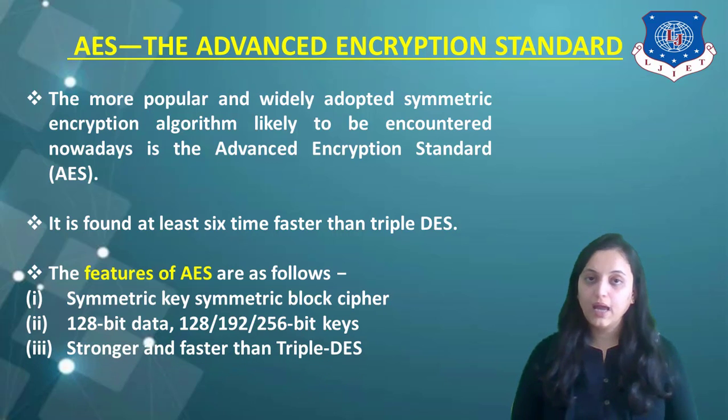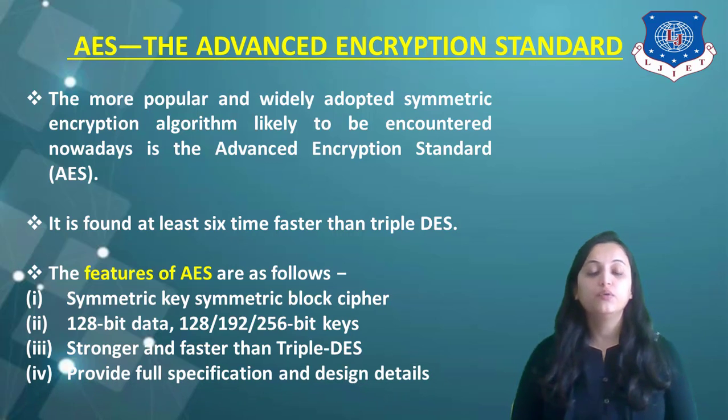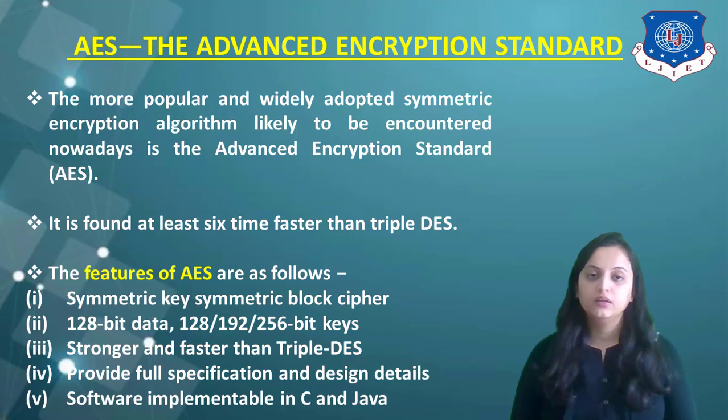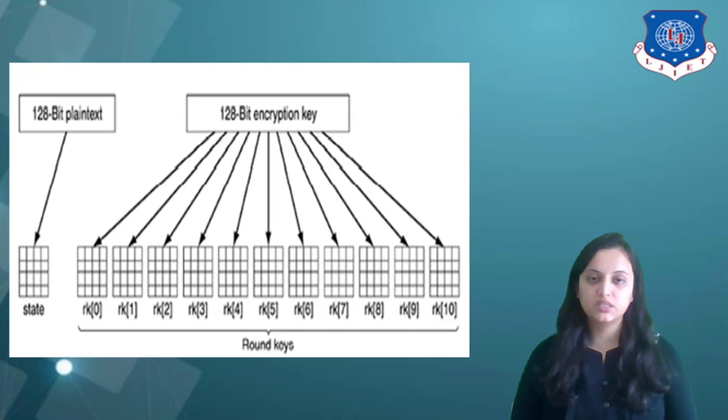Third, it is stronger and faster than triple DES. And the next one is that it provides full specification and design details. So these are the features of Advanced Encryption Standard, and it is better than DES. Also, software implementation is possible in C and Java. This is the diagram which indicates the Advanced Encryption Standard. Here in this figure, the initial setup of the state and round key arrays of size 4 by 4 is illustrated.